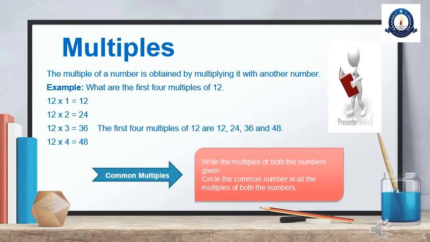Now we will find common multiples as we found common factors. For common multiples, again we need two numbers. First you will write the multiples of both the numbers given, and then in the second step, circle the common numbers in the multiples of both the numbers. In this way, you will do your classwork and homework pages.